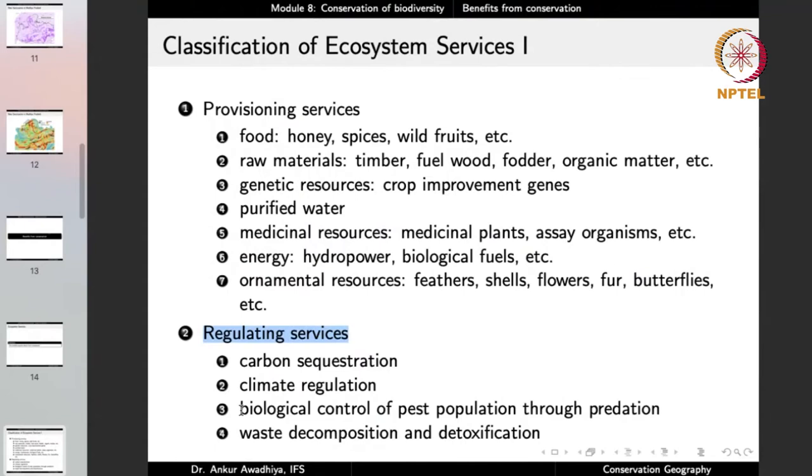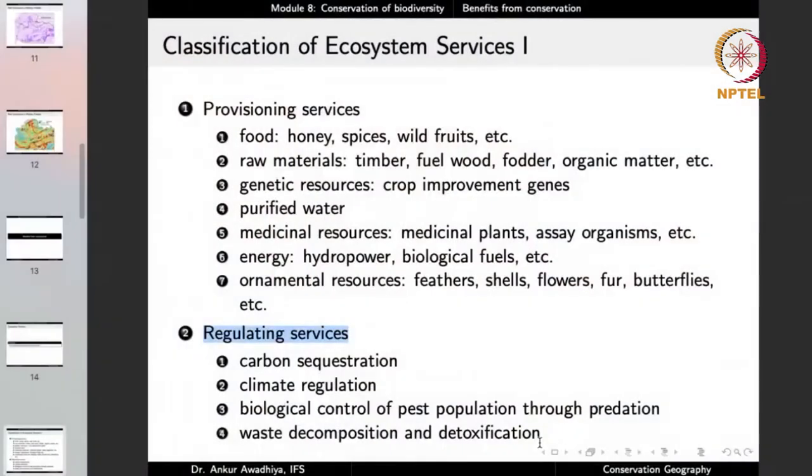Next, they perform the regulating service of biological control of pest population, especially through predation. For instance, a large number of insectivorous birds that live in the forest, they feed on insects and they also reduce the insect population in the surroundings. Which means that if you have a forest nearby, the agricultural farmlands in the vicinity, they will not have to spread a very high dose of insecticides. Why? Because the birds are doing the job of removing the insects. So that is another regulating service.